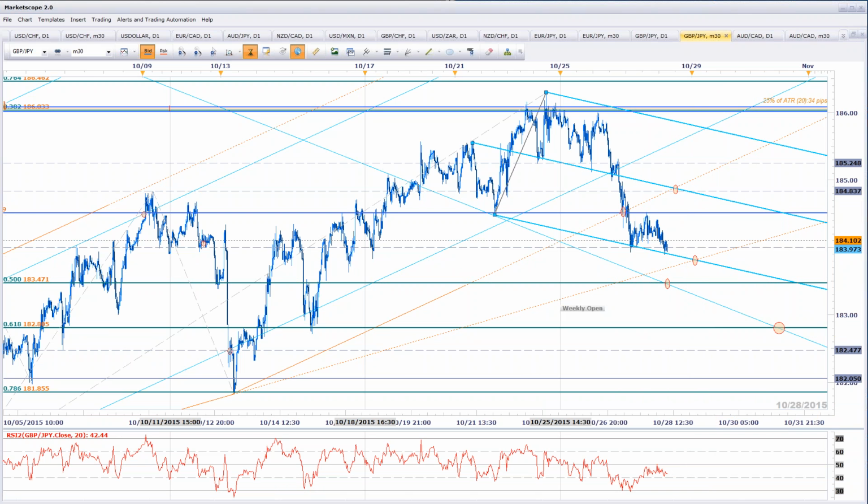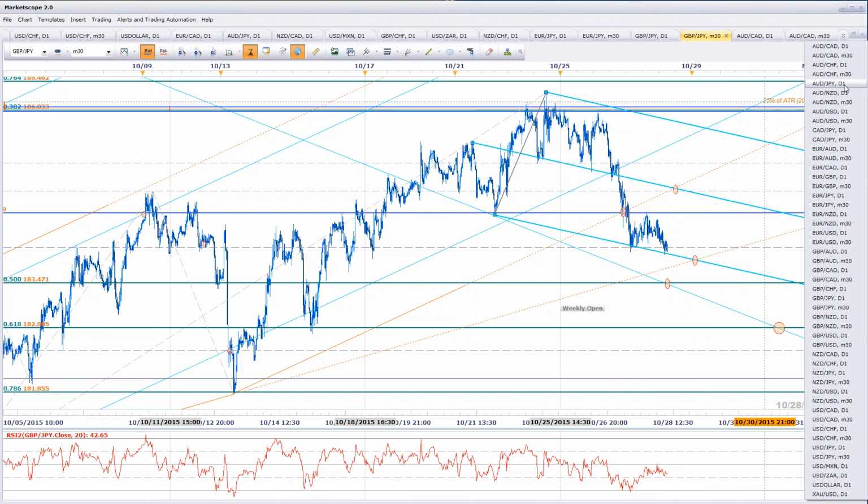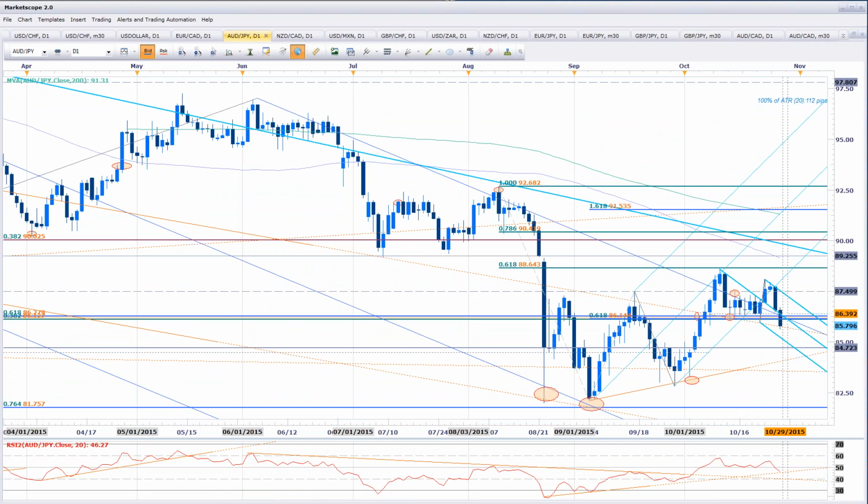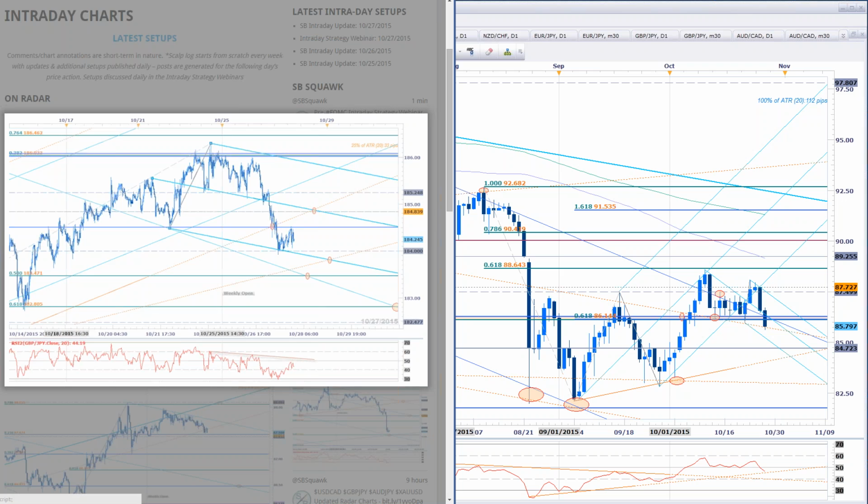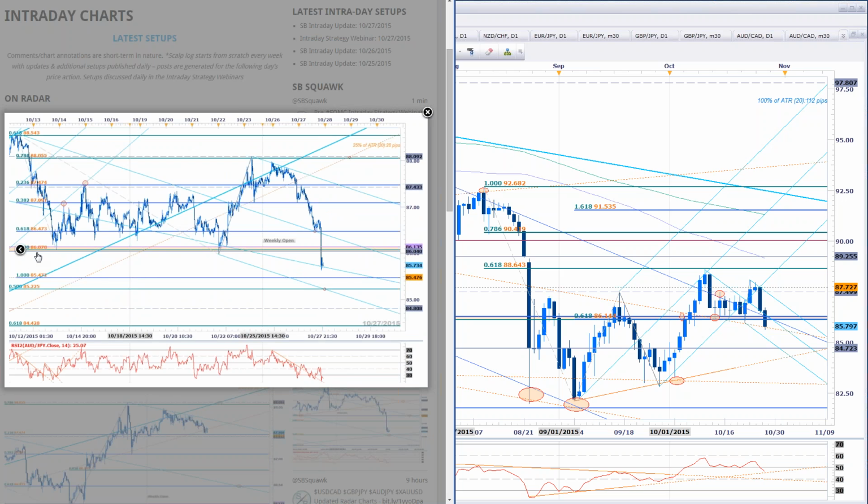The other one is a very similar setup as well, and that's going to be Aussie yen. And this one, here's what it looks like on the daily, has made a break of the key support that was basically defined by 86.14. Here was what it looked like yesterday in Aussie yen. 86 into 86.14 was the major key support that we talked about on Monday's radar chart.